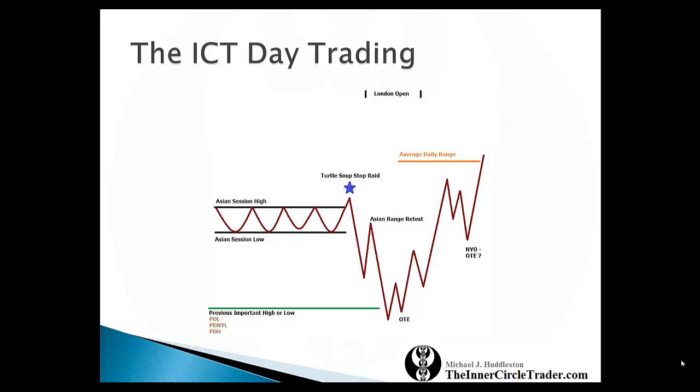Okay. Once the Asian session high is breached, okay, and your long has been entered and it's below the Asian session low, in other words, let's repeat that. Your entry is below the Asian session low and the market has moved beyond the Asian session high.